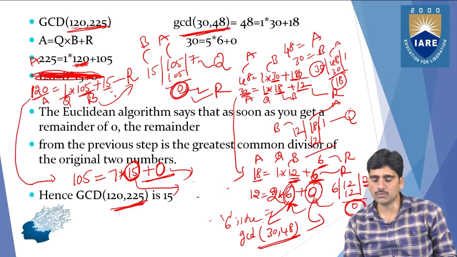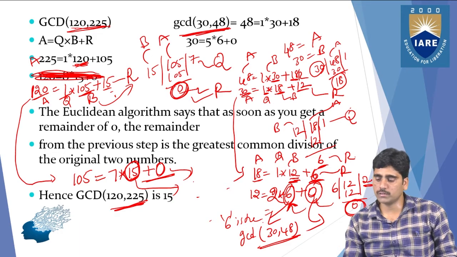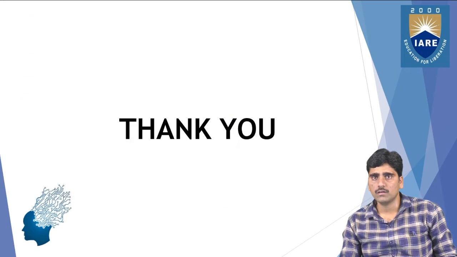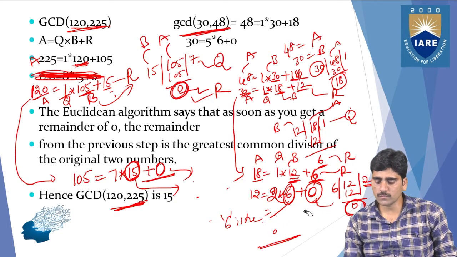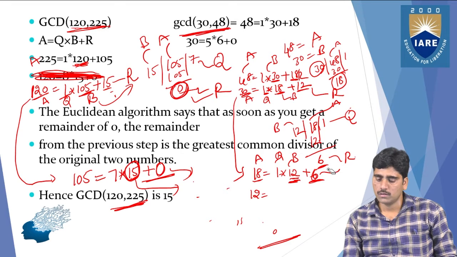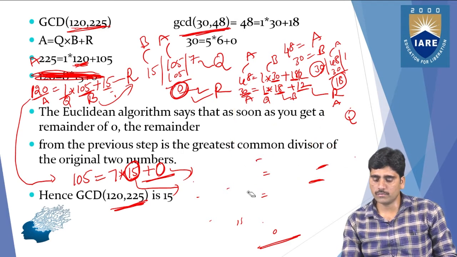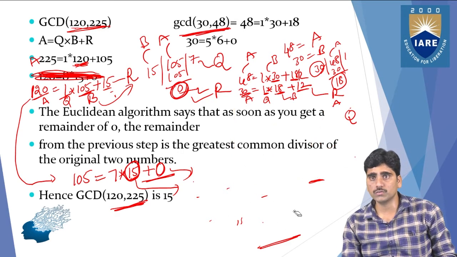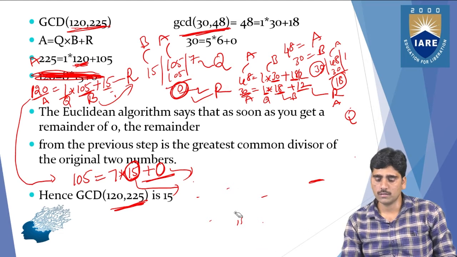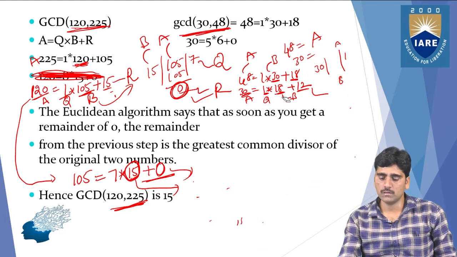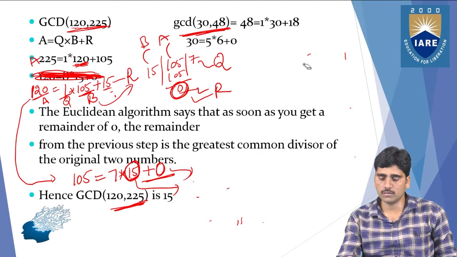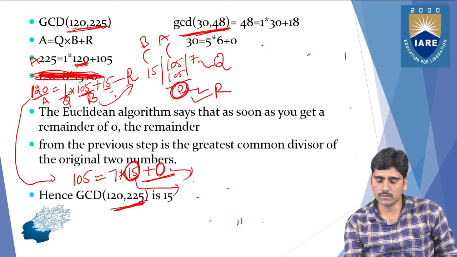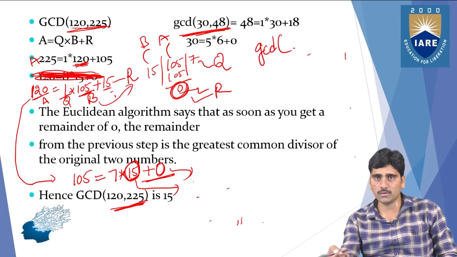So that is the way you have to do this problem. You can take another example also, so we'll see. Every time we need to make the formation in the form A equals Q into B plus R, right? So we need to form it like that. Suppose you take any example, GCD of, another example.